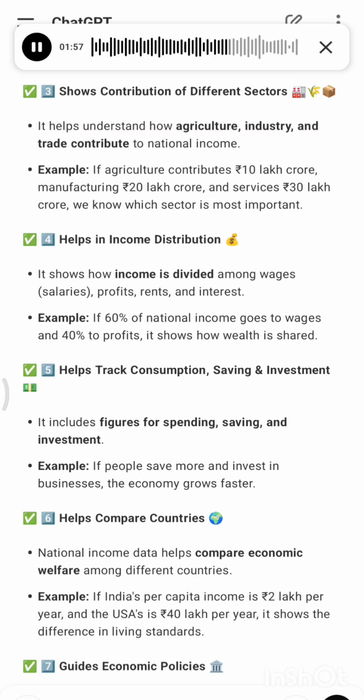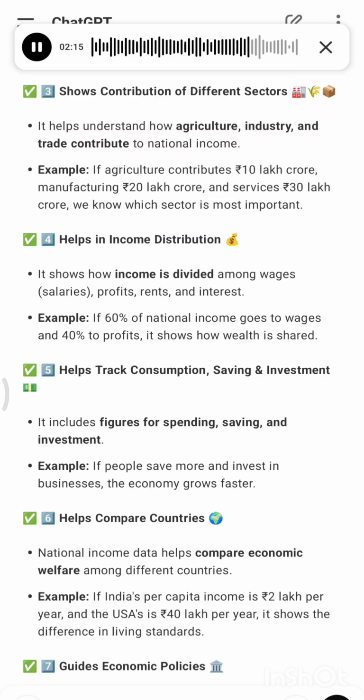6. Helps compare countries. National income data helps compare economic welfare among different countries. Example, if India's per capita income is 2 lakh per year and the USA's is 40 lakh per year, it shows the difference in living standards.